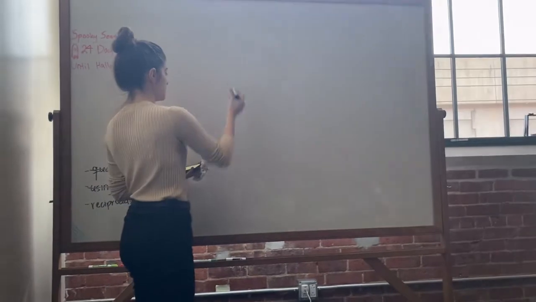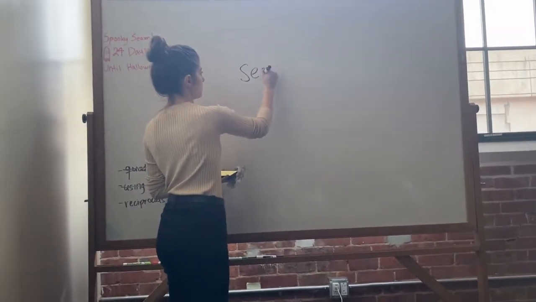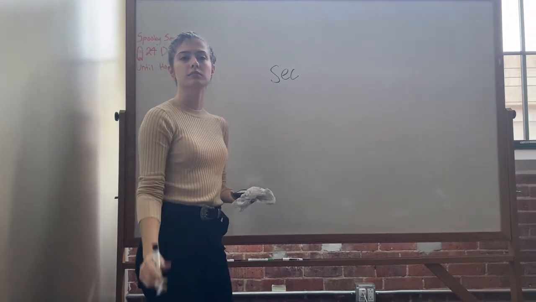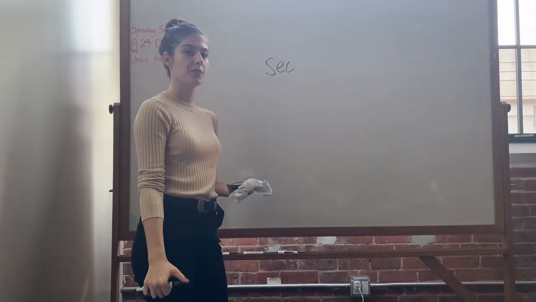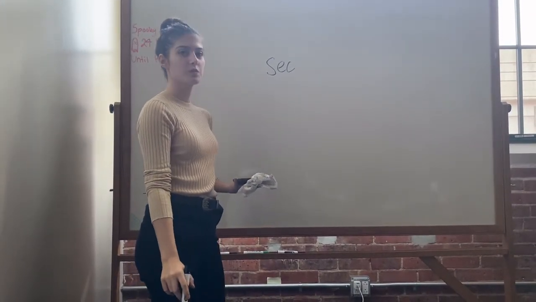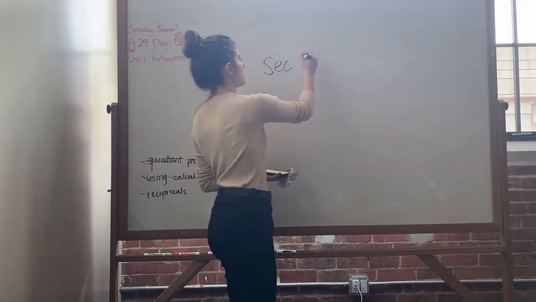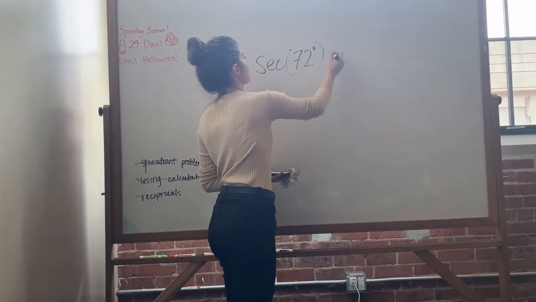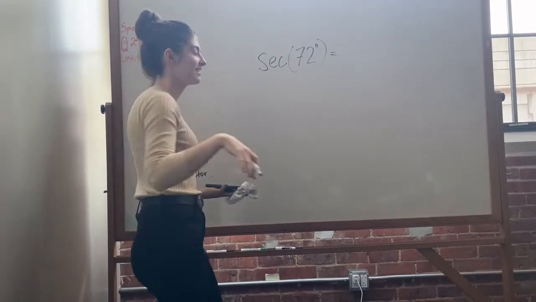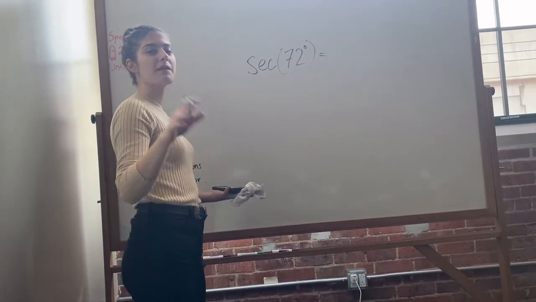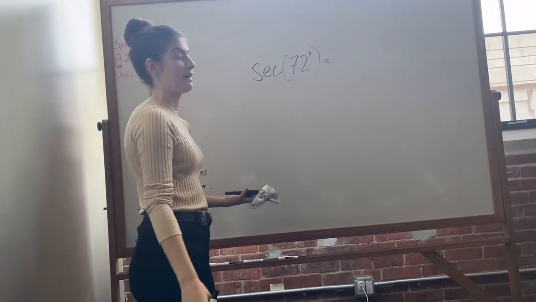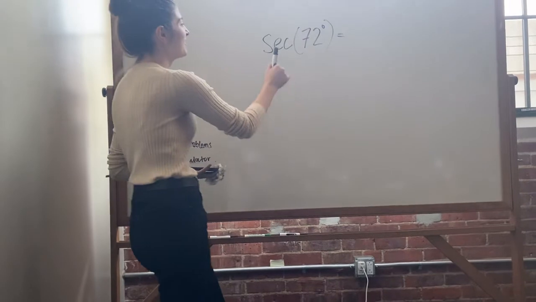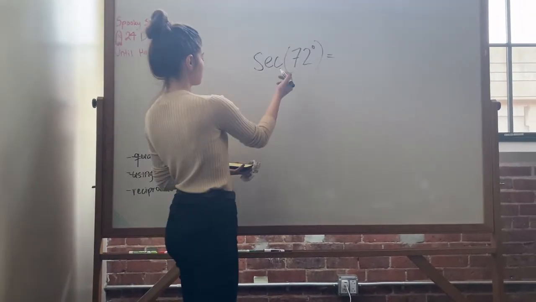All right, so let's try an example with secant. So let's do secant of, give me like a bigger degree, Miss Mena. Like 72. Okay, sure. That's like a small degree, but it's fine. Oh, you meant like 180. It's fine. I wrote it down now, so I'm not going back. All right. So secant of 72 degrees.